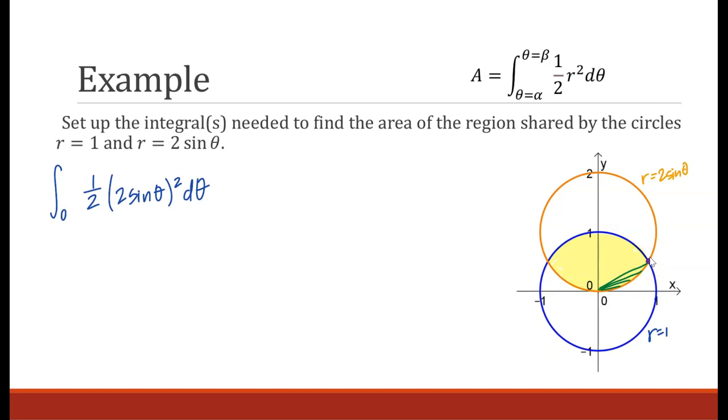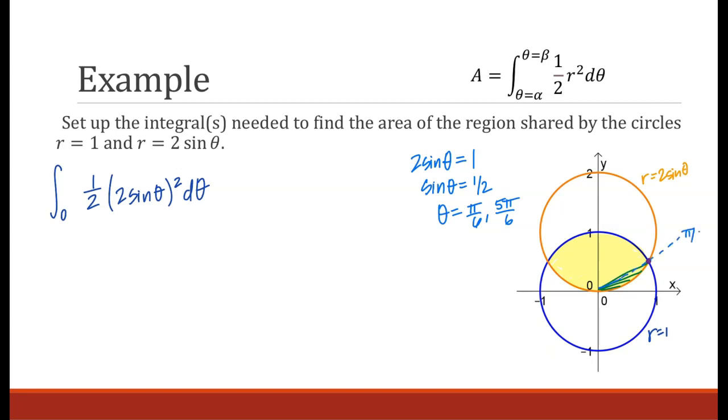So to find that, we're going to have to set the two functions equal to each other. When does 2 sine theta equal 1? Well, I'll divide by 2 and instead think about when does sine theta equal 1/2? And so between 0 and 2 pi, when does sine theta equal 1/2? Well, that's pi over 6 and 5 pi over 6. And basically that checks out with our graph.